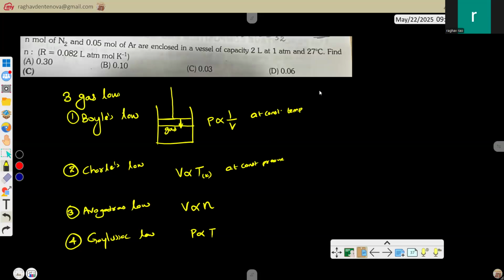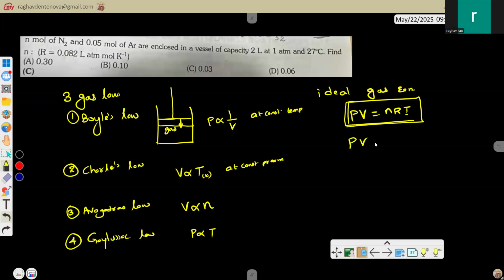Combining all these gas laws, we get an equation called the ideal gas equation, which states that PV equals nRT. Pressure is inversely proportional to volume. Pressure is directly proportional to temperature. So we have combined all these gas laws and given this ideal gas equation, where PV is directly proportional to n into T, and R is nothing but the gas constant. So PV equals nRT.